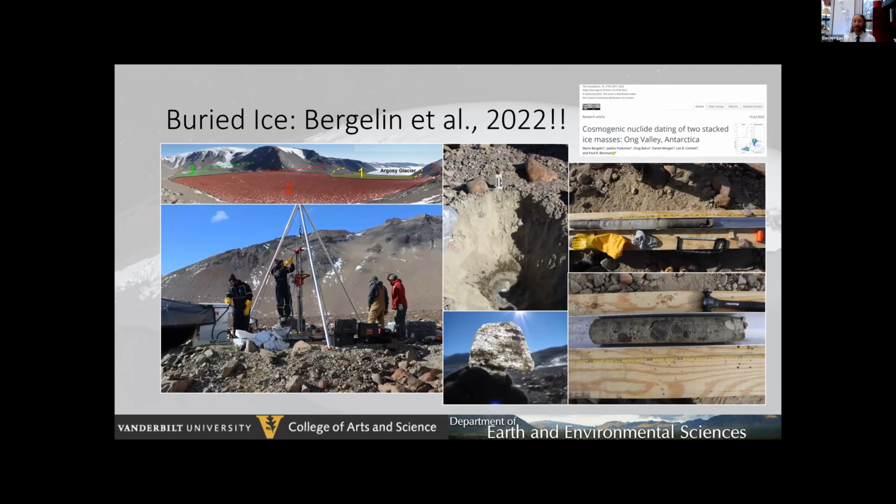So this buried ice, I'll come back to now. We went back in 2017 and cored into it. We got 2 shallow cores, about 10 meters long. And the ice is actually buried under about 60 or 70 centimeters of till. So then Marie's project was really getting the dirt out of the till.